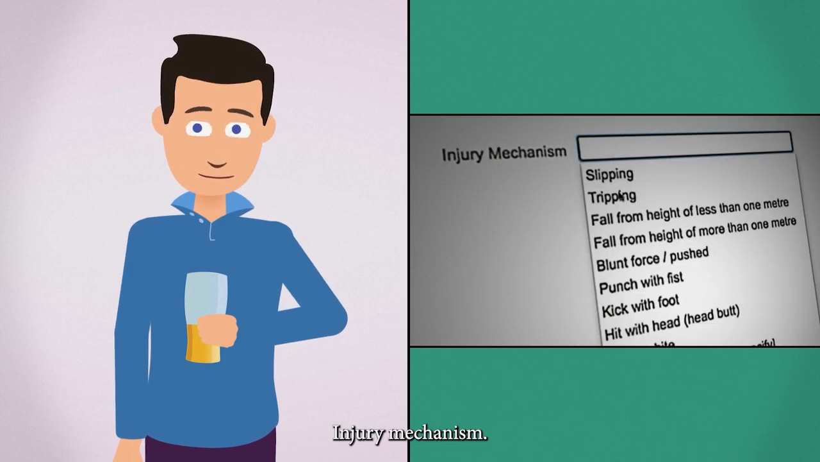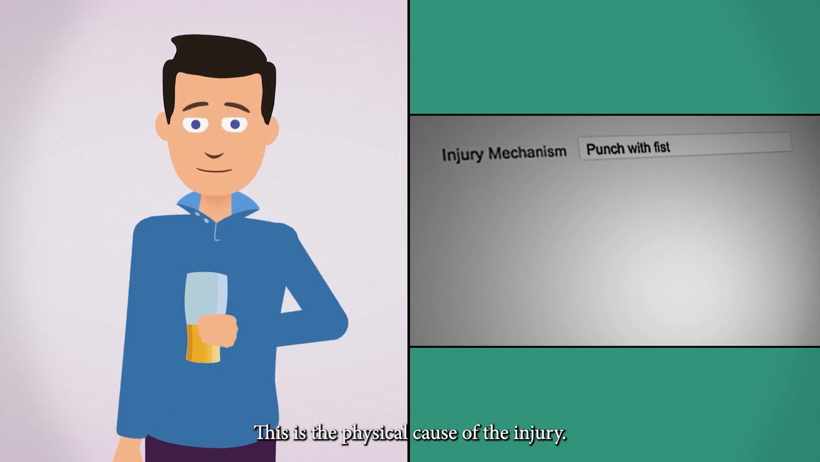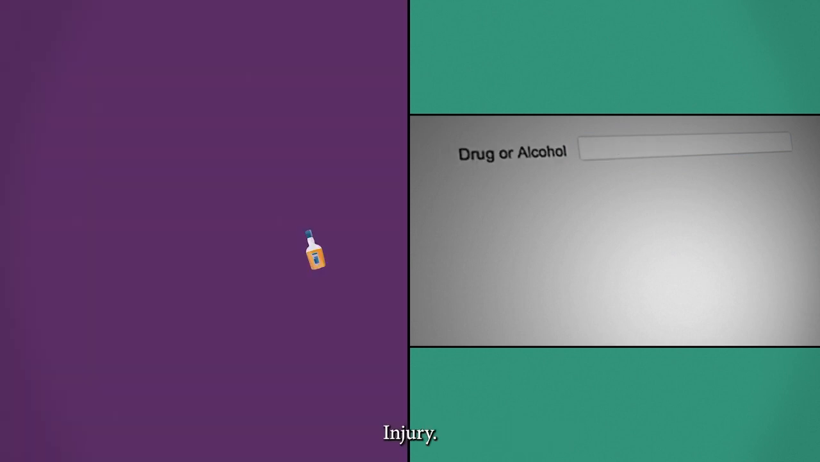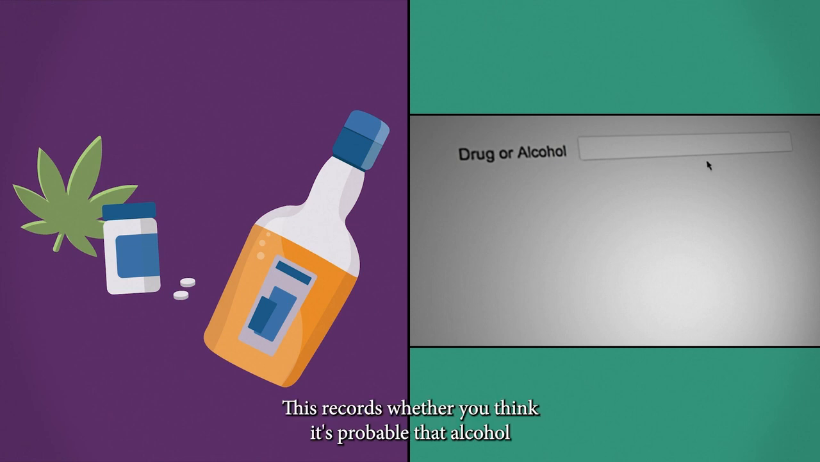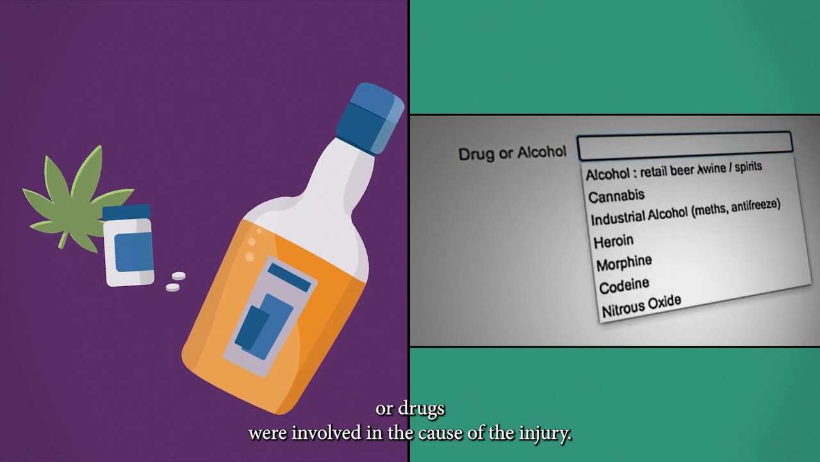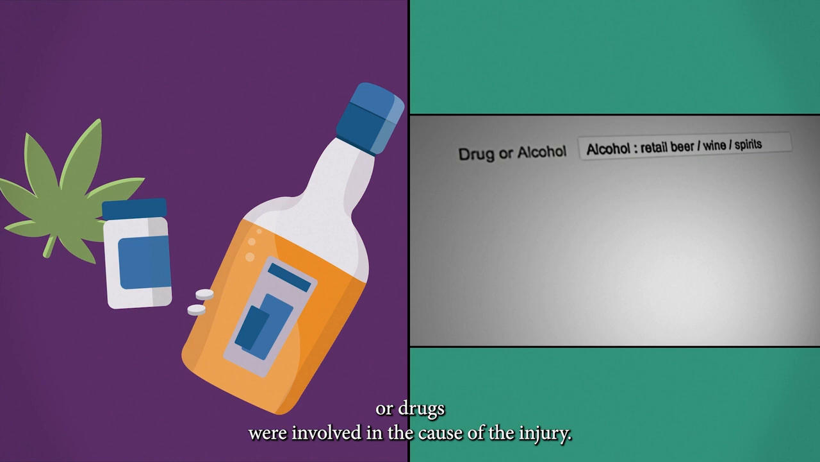Injury mechanism. This is the physical cause of the injury. Injury, alcohol or drug involvement. This records whether you think it's probable that alcohol or drugs were involved in the cause of the injury. It's okay to guess if you're not 100% sure.